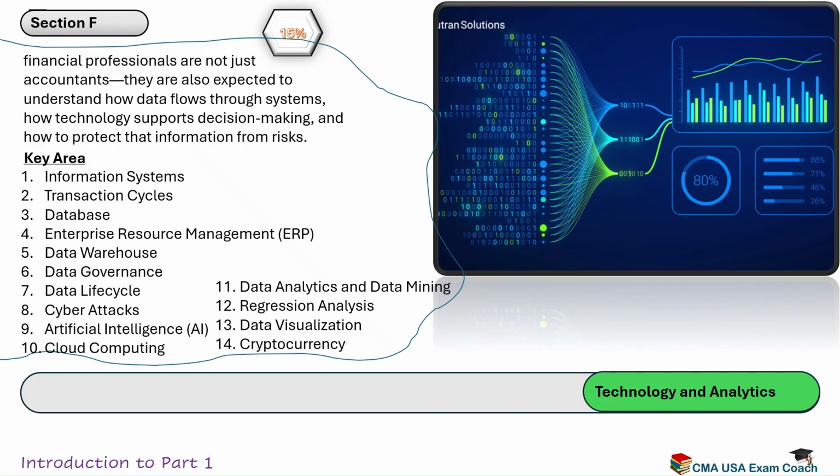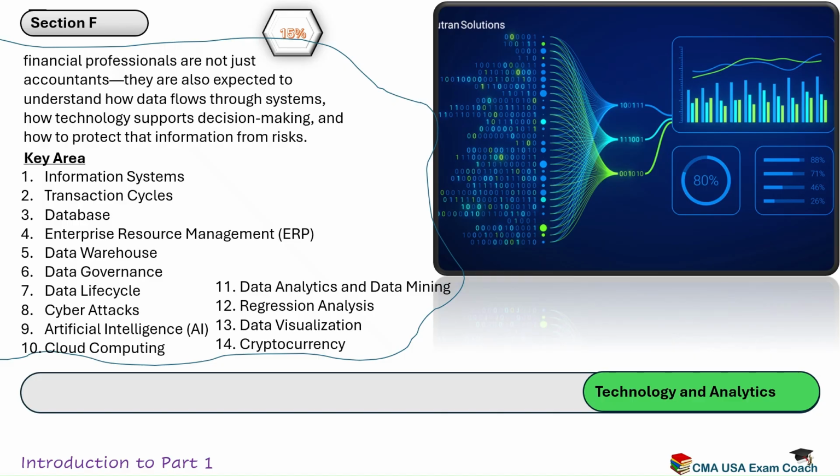Next, artificial intelligence, AI. Artificial intelligence is transforming accounting and finance. AI tools can process large amounts of data, detect patterns, and even predict outcomes. For instance, AI can automatically detect unusual transactions or forecast sales trends. We'll explore how AI improves efficiency while still requiring ethical oversight.